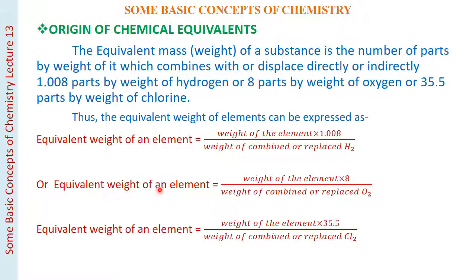So the equivalent weight of the element in relation to oxygen would be what? The weight of the element divided by the weight of combined or replaced oxygen multiplied by 8, and you know that the equivalent weight of oxygen is 8. O²⁻, 16 divided by the Z factor 2, becomes 8. And then similarly for chlorine, it would be the weight of the element divided by the weight of combined chlorine multiplied by 35.5. So I hope this is clear to you.